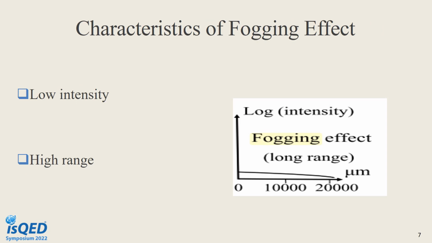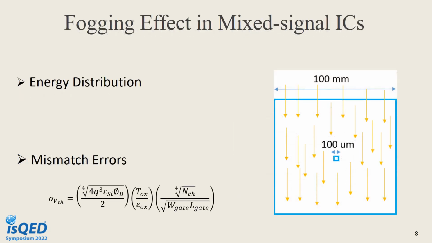So there are 2 main characteristics of the fogging effect. I mean, it has low intensity but high range. The range of the fogging effect is up to 20 millimeters. So it can be really considerable in some specific conditions. So why do we consider the fogging effect in mixed signal IC?